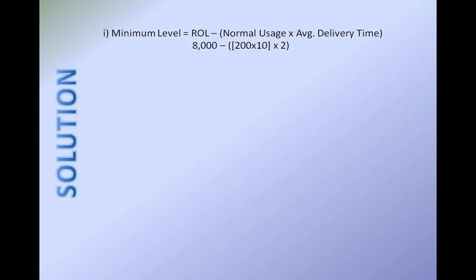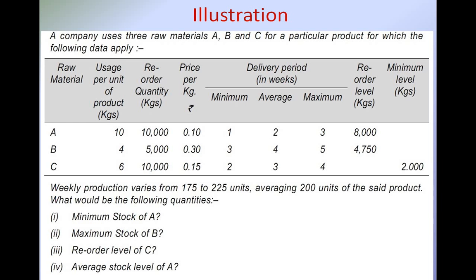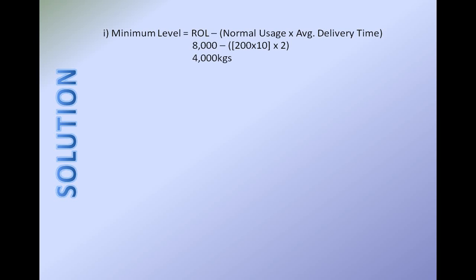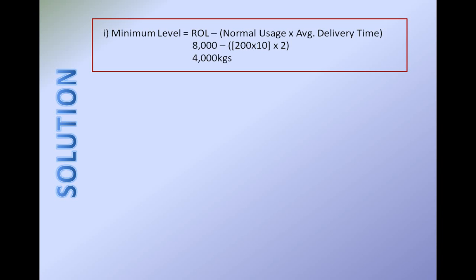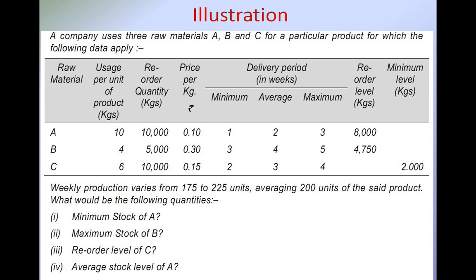8,000 minus 200 into 10 into 2 gives us 4,000 kgs. We multiplied 200 into 10 because, if you see in the question, the second column says that for each unit you need 10 kgs of the raw material A. Since we're making 200 units, we need 200 into 10, that is 2,000 kgs. Multiply that by the average delivery time and subtract it from the reorder level, and we get the answer 4,000 kgs.